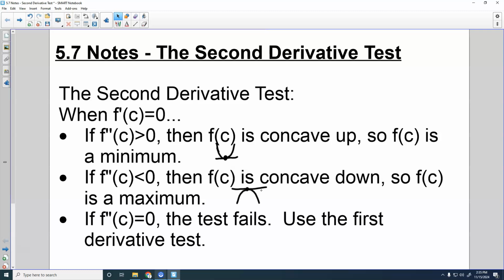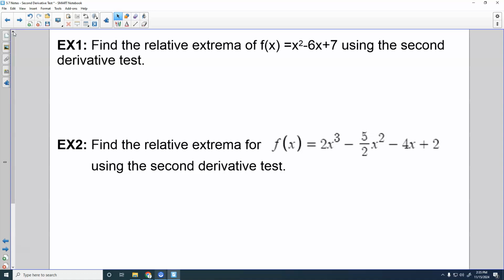So rather than doing a sign line, you could just find the second derivative and look at its sign at those points. The reason that I don't love doing it is this last one right here: if the second derivative equals 0, this test fails and you're going to have to use the first derivative test anyway. So it is possible that you work through and find the second derivative and you plug it back in and you get 0, which means you're going to have to go back and do a sign line all over again. So I don't usually use the second derivative test unless I have to, but you definitely can use it for almost all problems. If we look at example 1, we could definitely use the first derivative test for this. First derivative test would work. But let's see what it looks like with the second derivative test.